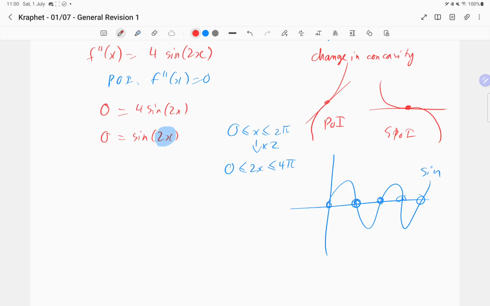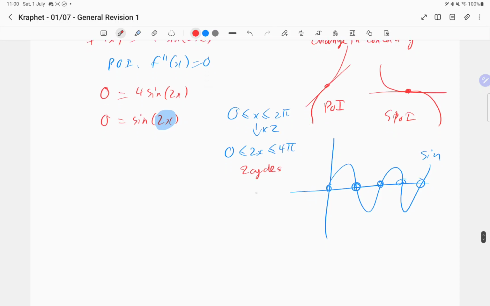Sine 2x. How many answers are there? 4? 4 answers, correct. 4 answers because that's 2 cycles, right? Every 2 pi is a cycle, so 4 pi would be 2 cycles. Alright, 2 cycles. Now sine equals 0.